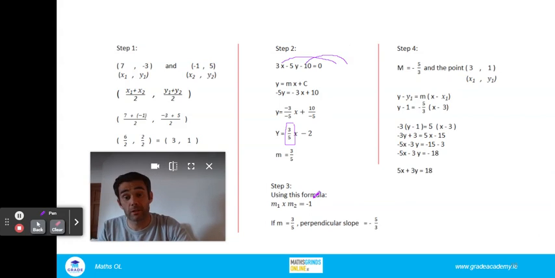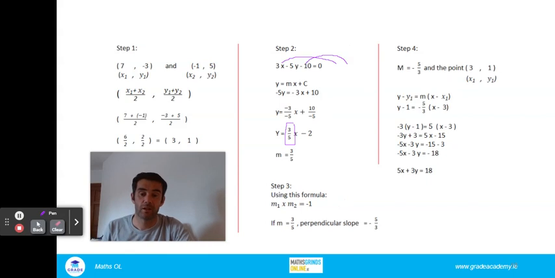Now, how do we get the perpendicular slope of that? Flip it upside down, 5 over 3, and change the sign. So minus 5 over 3. For the purposes of an exam, I'm showing you here using the formula, and we get the same slope. Minus 5 over 3.